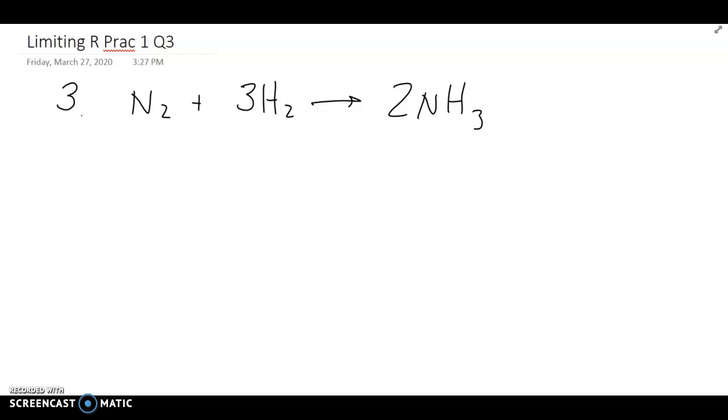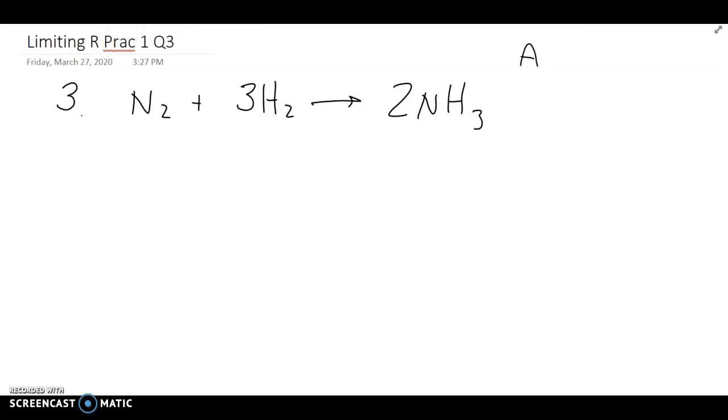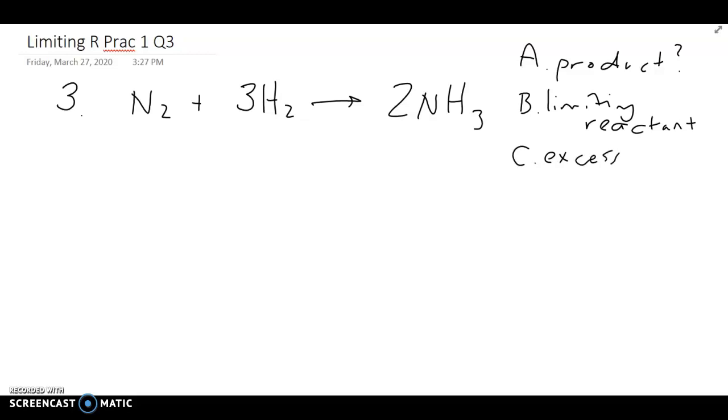So what we're looking for here is A, how much product is made. B, we are looking for our limiting reagent or reactant. And C, we are looking for our excess reactant, and also how much is left.